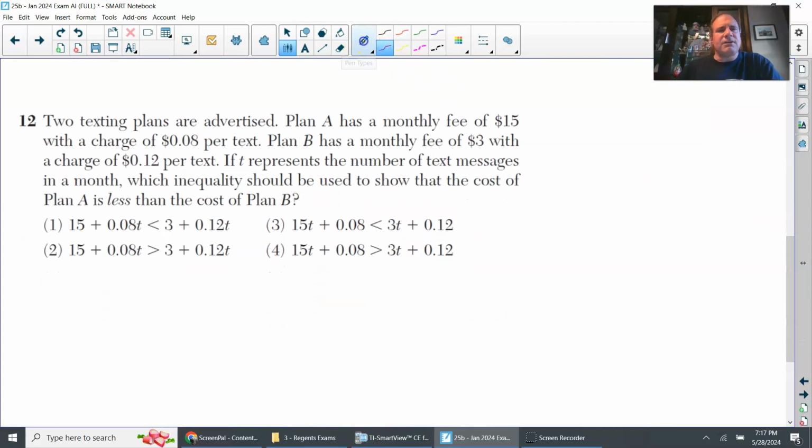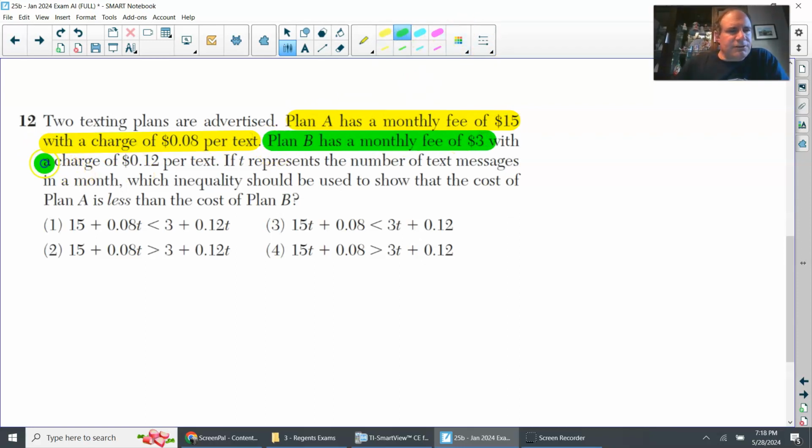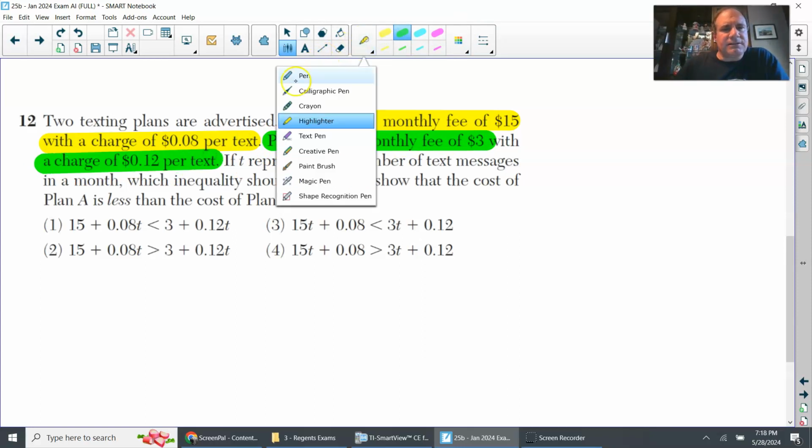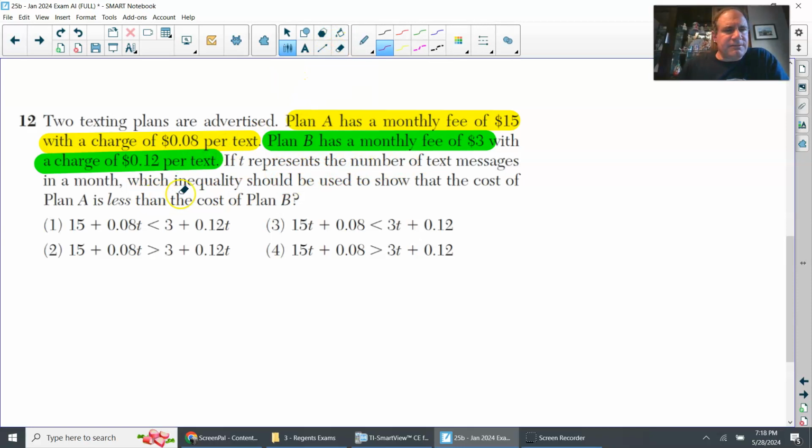Two texting plans are advertised. Plan A has a monthly fee of $15 with a charge of 8 cents per text. Plan B has a monthly fee of $3 with a charge of 12 cents per text. If T represents the number of text messages a month, which inequality can we use to show the cost of plan A is less than the cost of plan B? All right, so plan A has to go first. So plan A has a monthly fee of $15. That's this, 15. And then the plus to this right here is less than plan B has a monthly fee of 3. This is the answer.